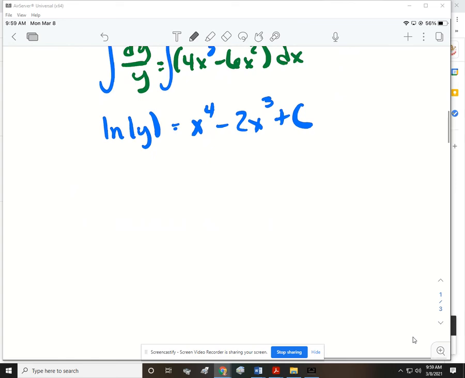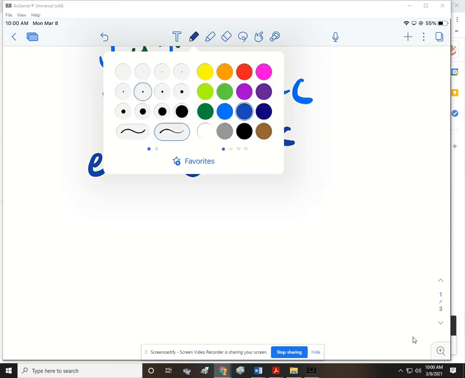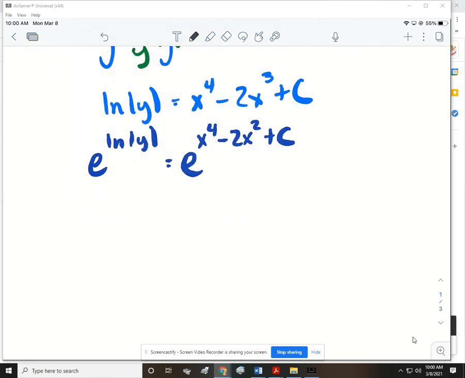I want to solve this for y, and right now I have a natural log. So to get rid of that natural log, I'm going to do e raised to that. Okay. And the e cancels out the natural log. We're just left with the absolute value of y equals.